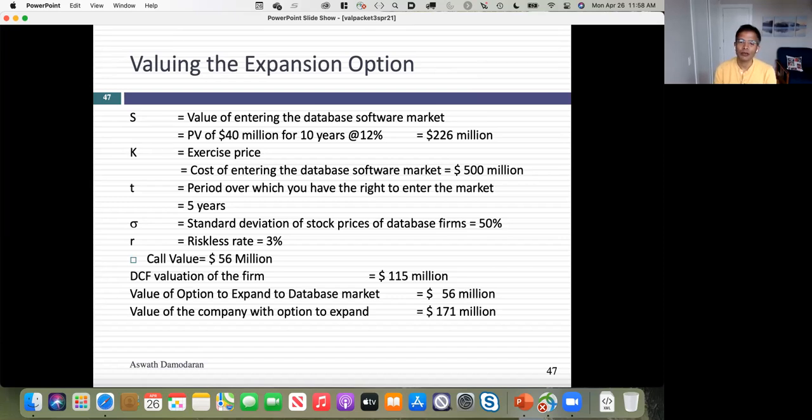This is like magic. You have a terrible project, but we are very uncertain about the future. Because you have exclusive rights to this project for the next 5 years, I'm willing to pay an extra $56 million for the company.